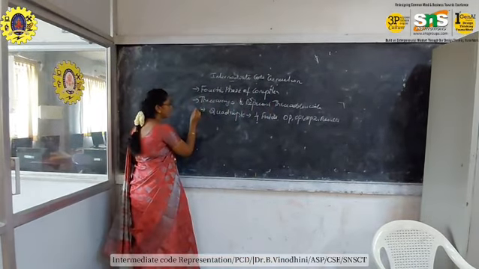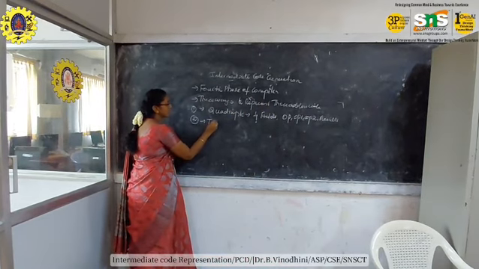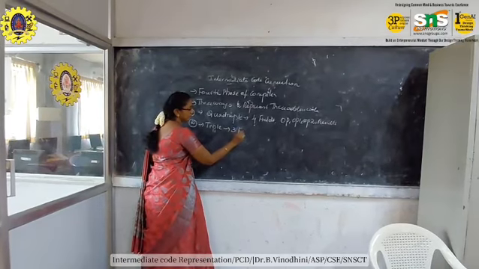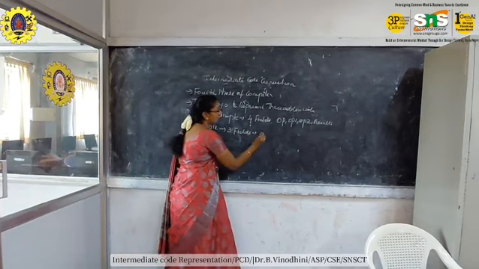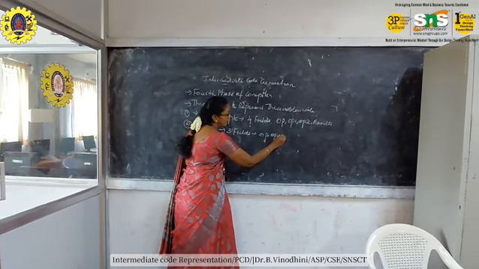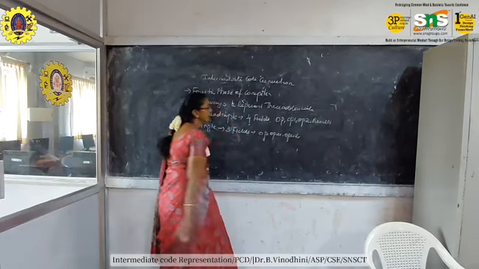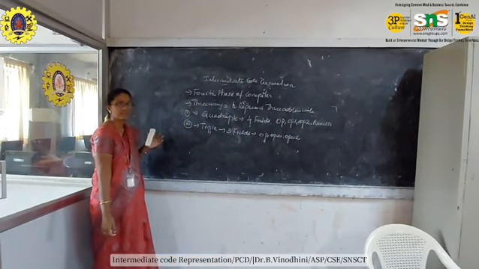And the second one is the triple. In the triple representation, we use 3 fields. What are the 3 fields? We have an operator, operand 1, then operand 2. So we don't have a result field in the triple. Here the operand field acts as the result field.